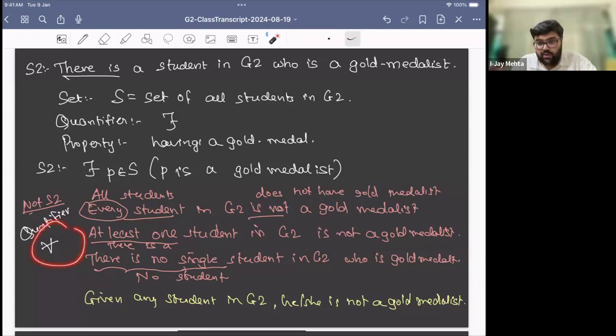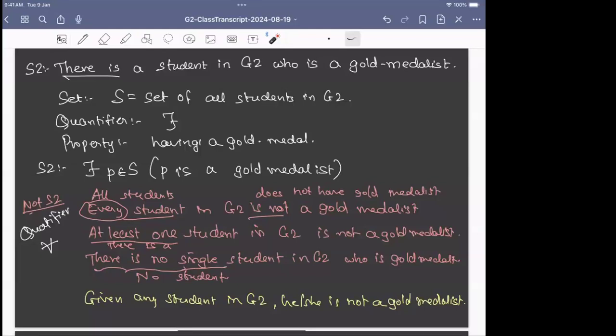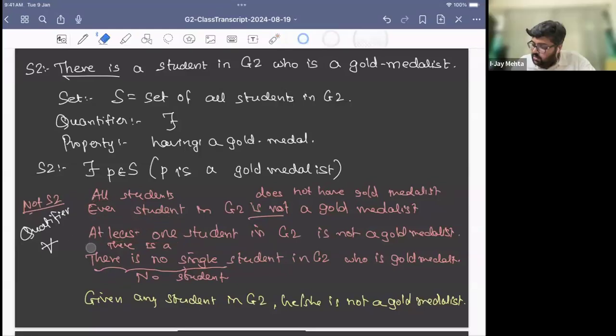So the quantifier is all, right? We are talking about every student in G2, right? Here you can see "at least one", so the quantifier indicated is existential. So these are not the correct way of saying the negation. Do you understand this? We are asking every person. We can conclude only if everybody says no. How many of you understand this? Yes. Okay.